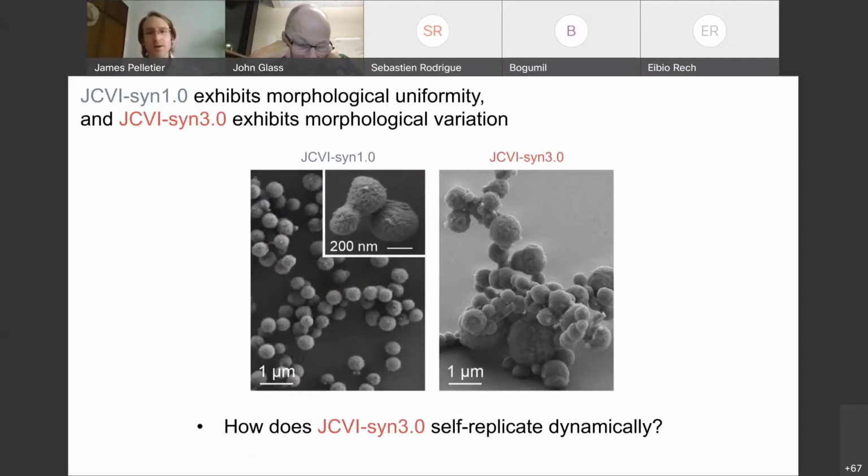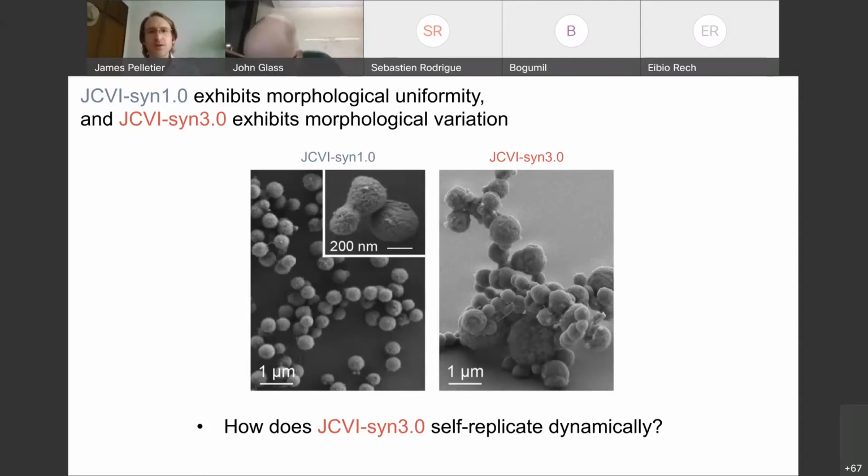So for motivation, JCVI SYN 3.0 was minimized with the constraint of population scale growth rate. But when the team at UC San Diego prepared these scanning electron micrographs of the cells, there was a great difference in the morphology at the single cell scale, where JCVI SYN 1.0 had many cells that were about the same size and shape, roughly 400 nanometers in diameter, whereas JCVI SYN 3.0 included cells of very different sizes and shapes that all appeared kind of stuck together, suggesting some lack of control over cell shape or cell division.